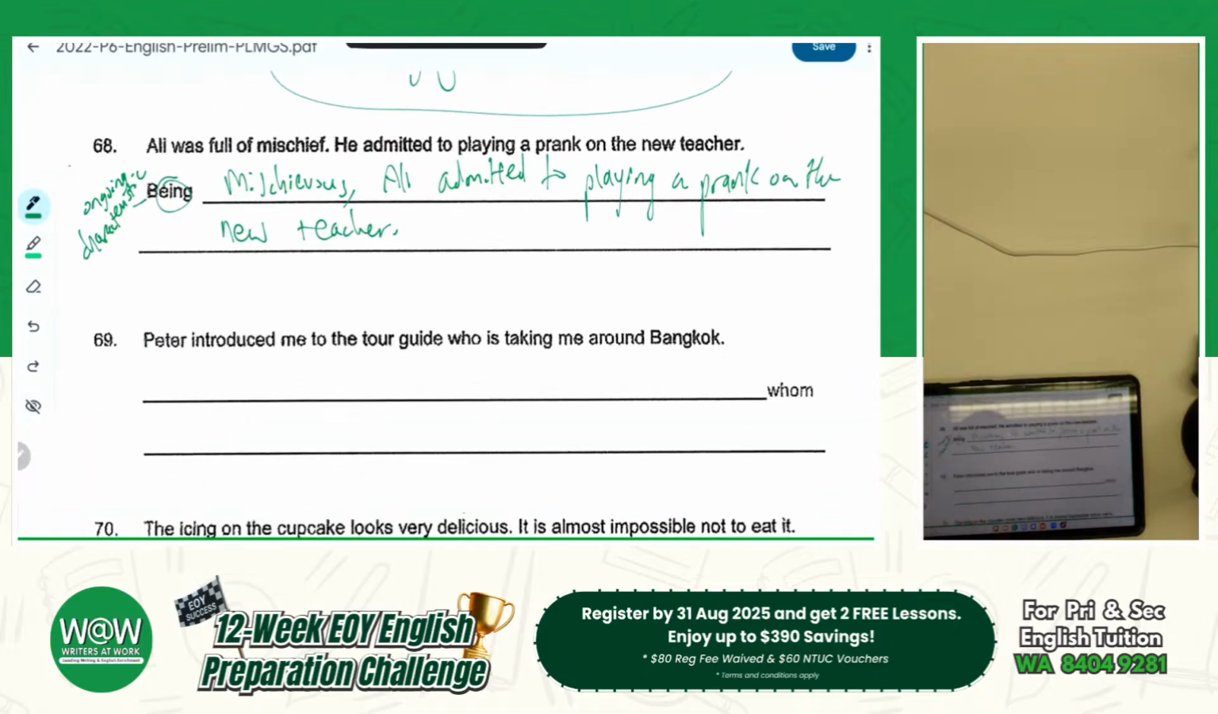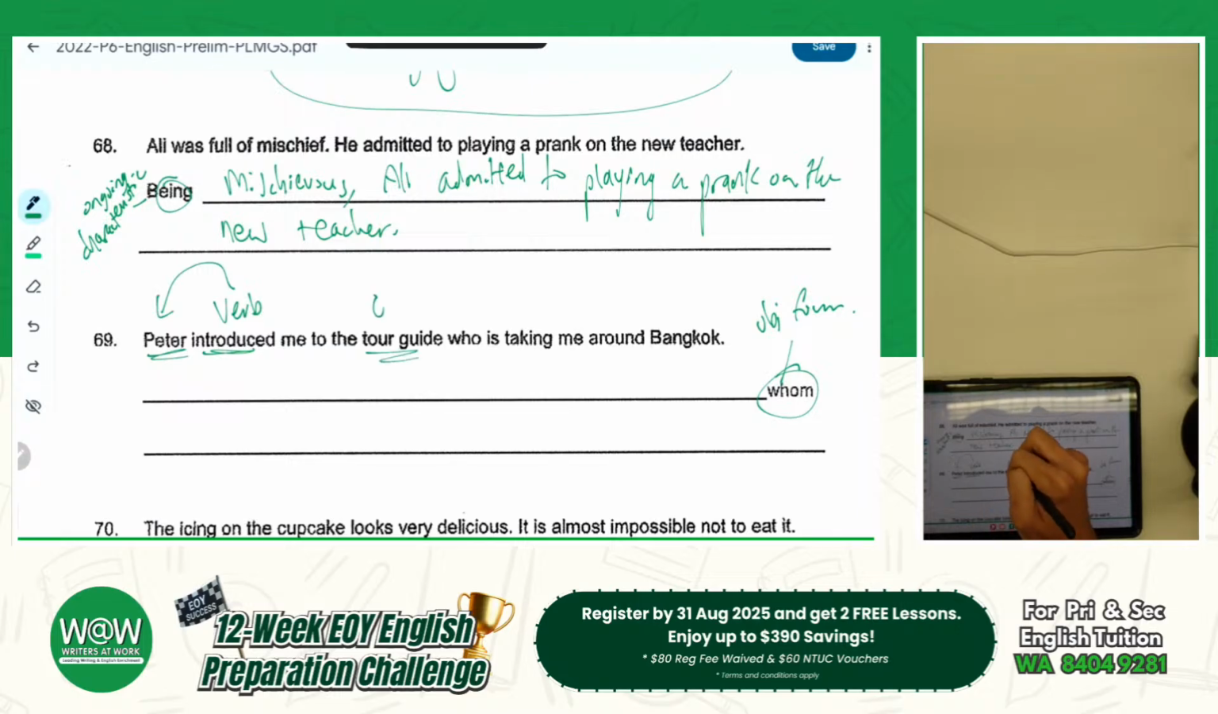I think this is quite easy to follow. Okay, now look at question 69. Peter introduced me to the tour guide who is taking me around Bangkok. Okay, now we're looking at whom. Whom here is in the object form. That means the person must be the recipient of some kind of action. Now, if we look at the question, the introduce here is your action, your verb. And who is the person doing it? It's actually Peter, not the tour guide. And the tour guide is the recipient of Peter's introduction. So this is the object.